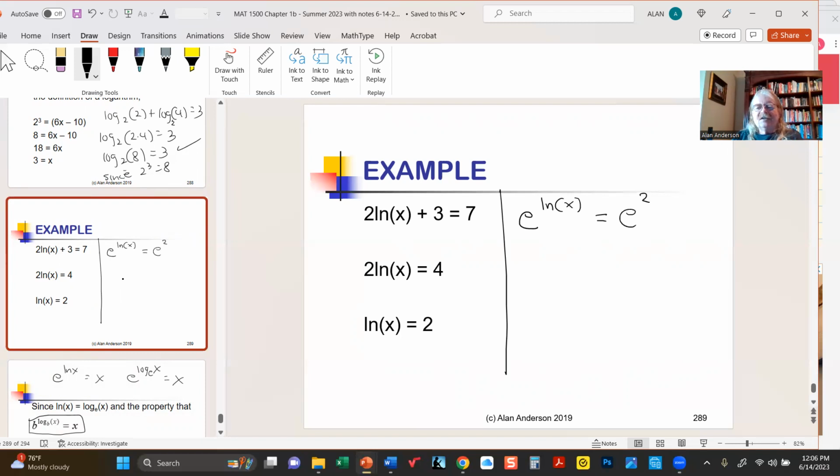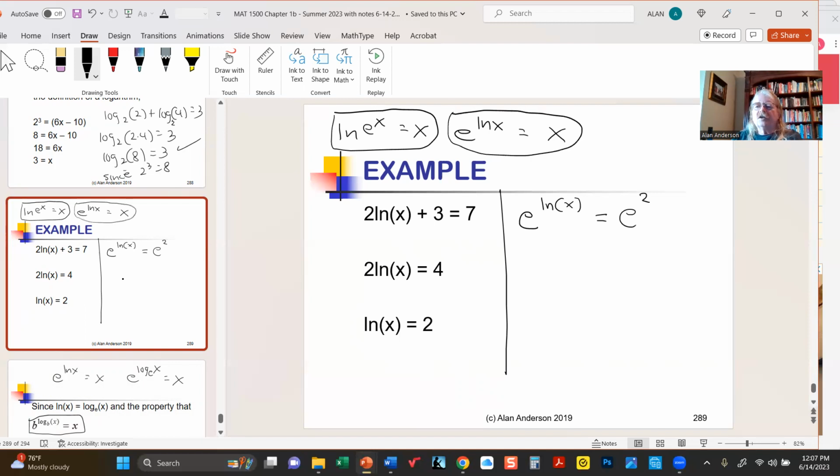Am I allowed to do this? Yes, of course. And you'll remember that one of the properties we saw earlier is that e to the log x is equal to x, and log of e to the x is equal to x. So here are two really powerful and useful properties you may want to memorize. And this is just because log and e to the x are inverses of each other. Now, e squared is a constant. It's approximately equal to 7.389.